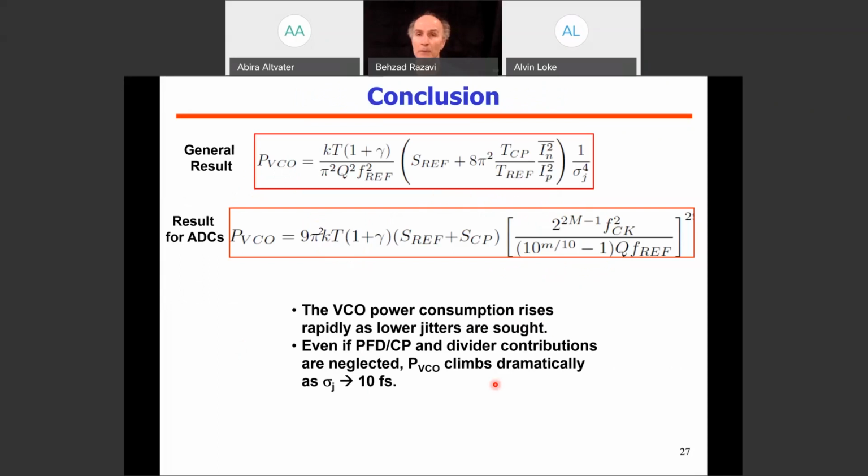In summary, we have observed that the power consumption of the VCO has this basic relationship to some simple values that we have and the amount of jitter that we would like to achieve. And then for A to Ds, we can use this result to obtain the minimum power consumption necessary if we have an M-bit A to D and we would like to have only 1 dB of SNR penalty in it. And these results indicate that the power consumption of the VCO grows dramatically as we go to jitter values of some tens of femtoseconds or lower. And of course, we have neglected the PFD. Even if we neglect the PFD, charge pump, divider, and low-pass filter phase noise contributions, we still see that we have significant power consumption requirements for jitters, let's say, around 10 femtoseconds.